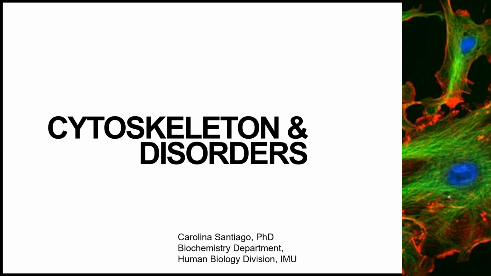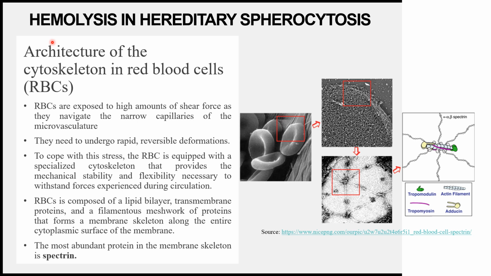Hello students, now that you have read about the cytoskeleton's structure and function, including its definition, let's look at some of the cytoskeleton disorders. So in this mini lecture, I'm going to present two cytoskeleton disorders. The first one is hereditary spherocytosis.